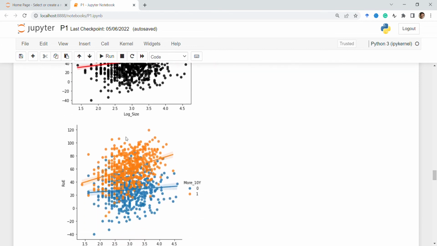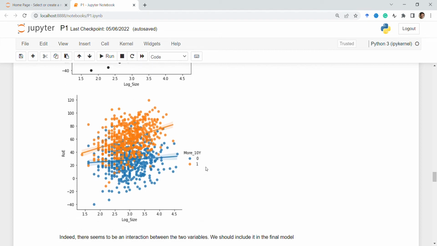But when we make these fittings as a function of the age of the delegation, we see that there is a real interaction between the two. So we should include an interaction between the age of the office and its size in the model for the return on equity.